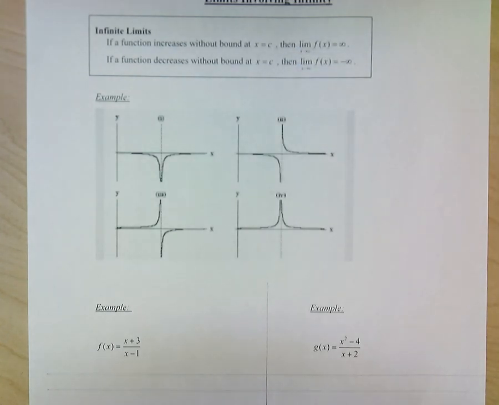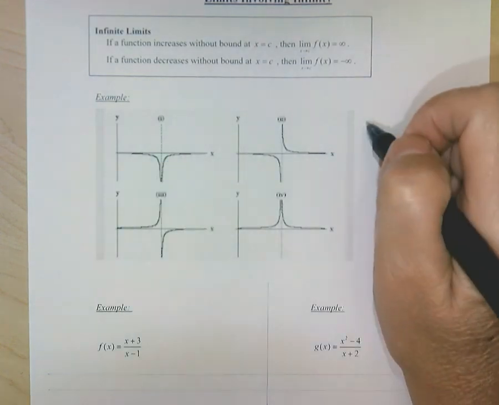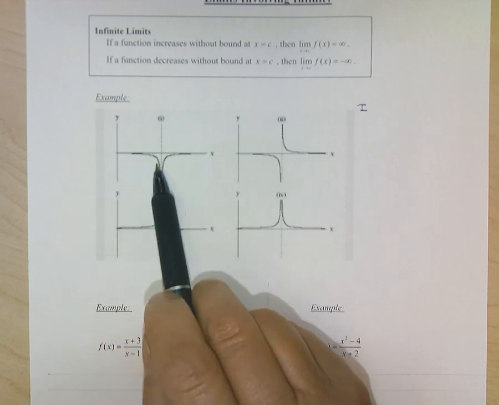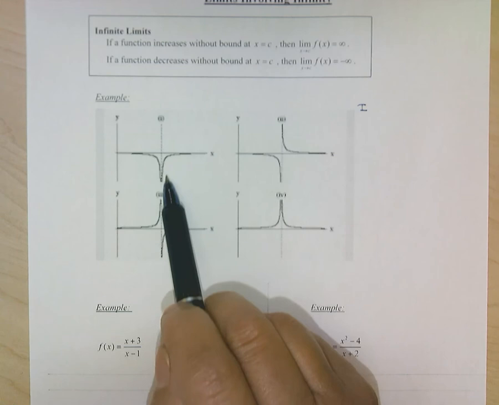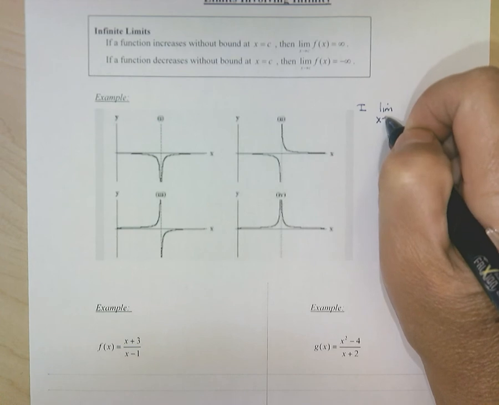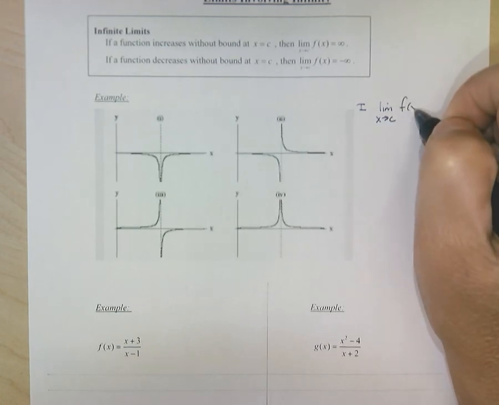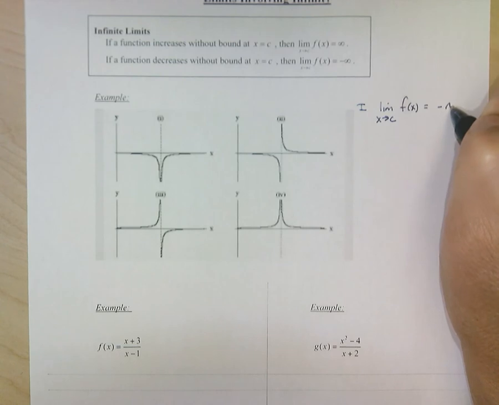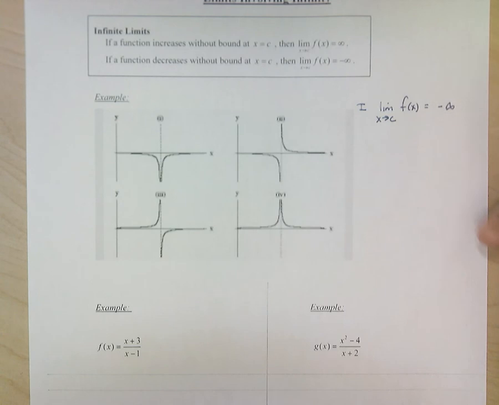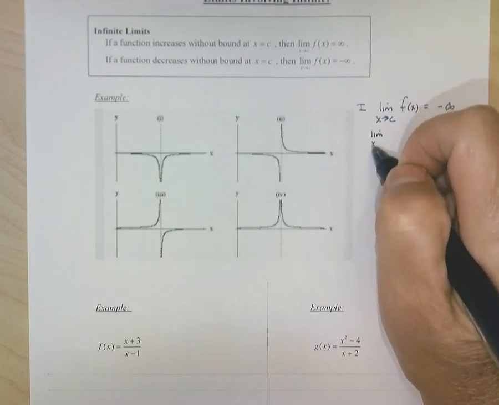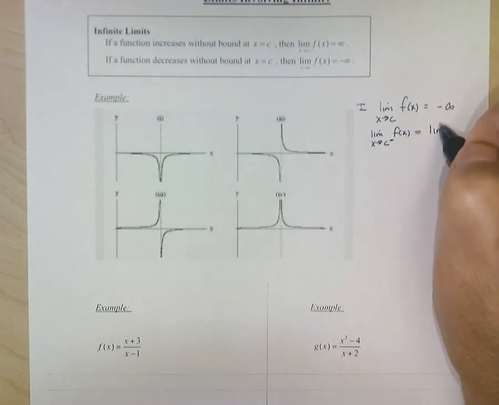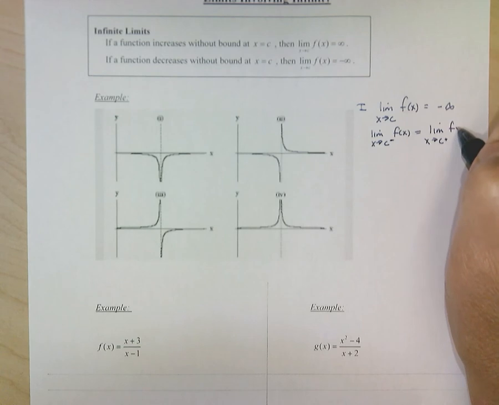On these cases here, the first example, when we're looking at this first graph, it looks like a rational function of some sort where this is decreasing from the left and it's decreasing from the right. So the limit as x approaches c of this function is going to equal negative infinity. And this would be the value c right here. So I could say the limit as x approaches c from the left of f of x is going to be the same as the limit as x approaches c from the right of f of x.